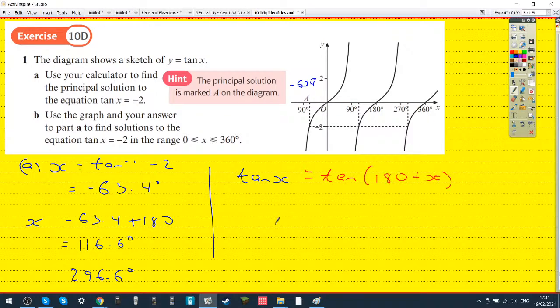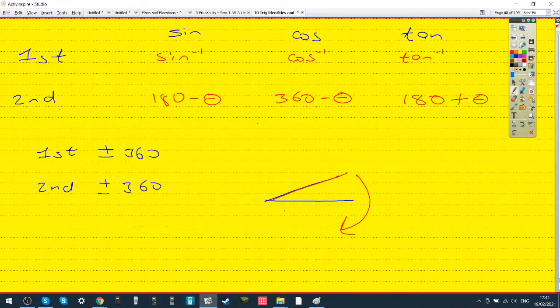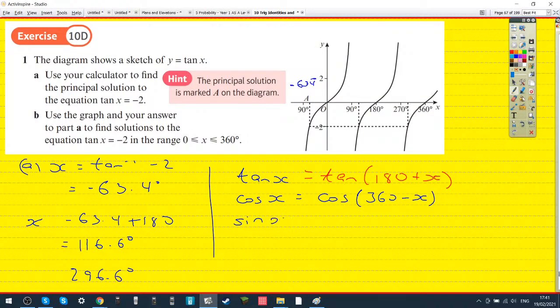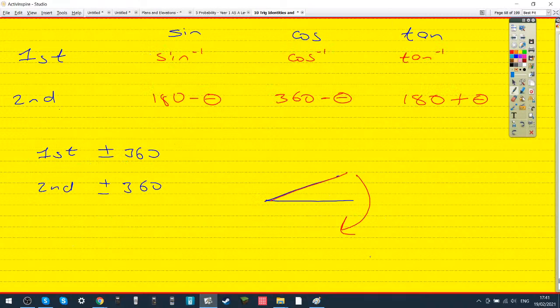Okay. So cos x is equal to cos (360 minus x). And sine x is equal to sine (180 minus x). Yeah, that was the first thing we saw. And here's how it works.